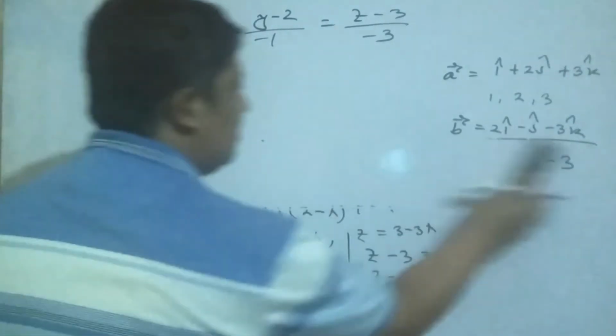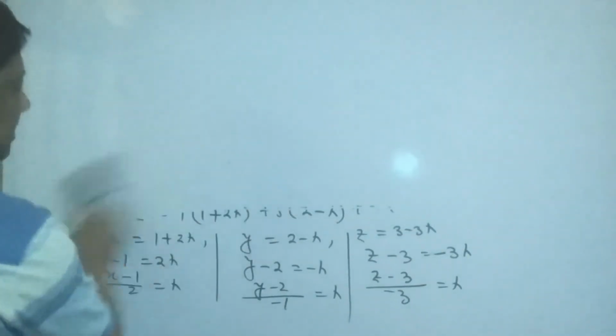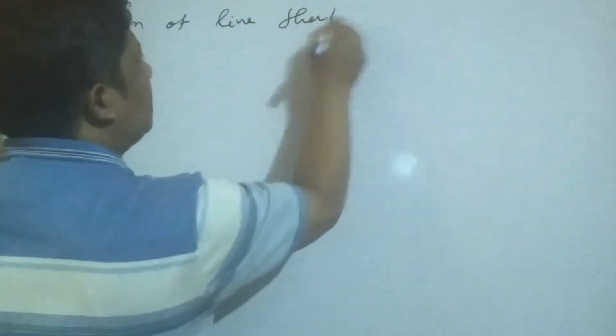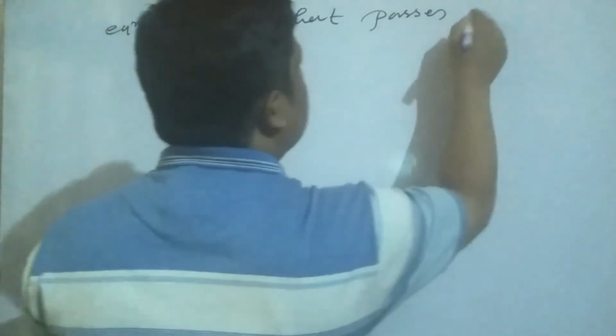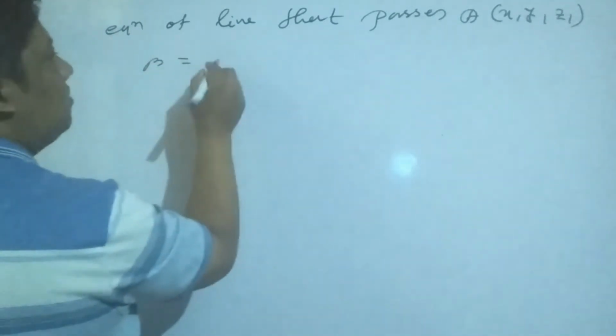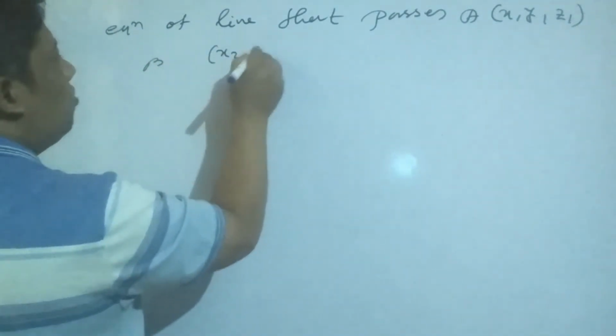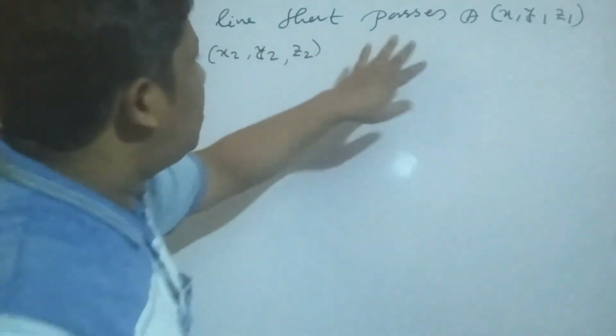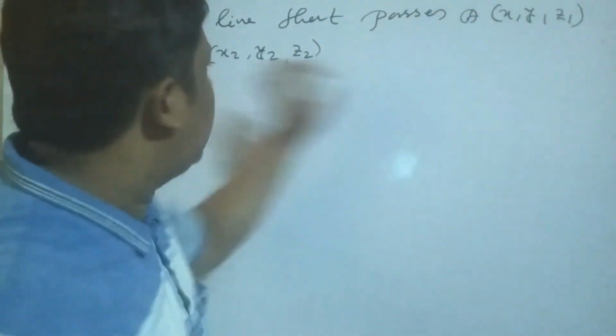Next, I get the equations like this. Suppose you have to find the equation of the line that passes through the points A and B, where a vector equals x1, y1, z1 and b vector equals x2, y2 and z2.